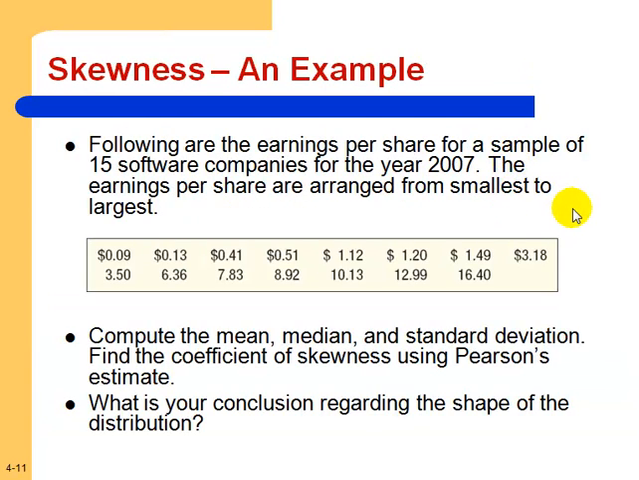Okay, let's check an example. Following are the earnings per share for a sample of 15 software companies for the year 2007. The earnings per share are arranged from the smallest to the largest. The questions are: compute the mean, median, and standard deviation. Find the coefficient of skewness using Pearson's estimate. Second, what's your conclusion regarding the shape of the distribution?